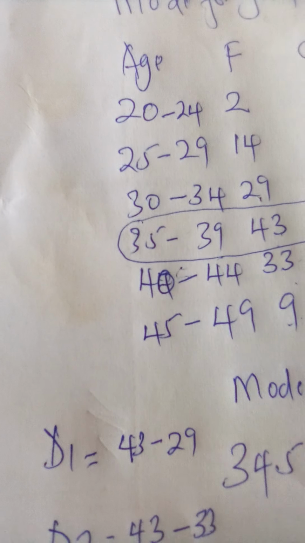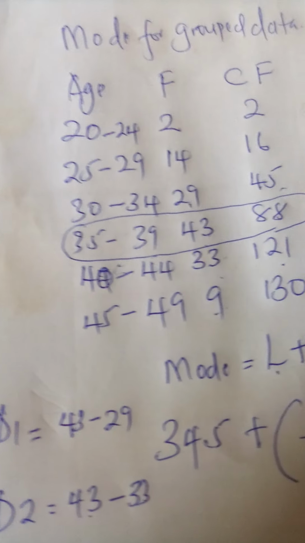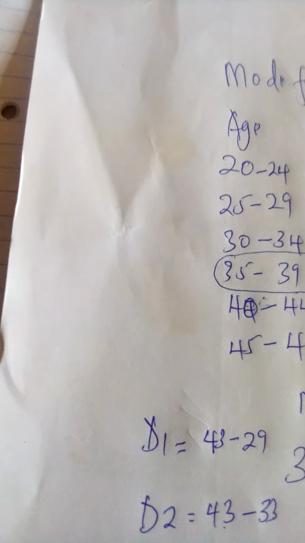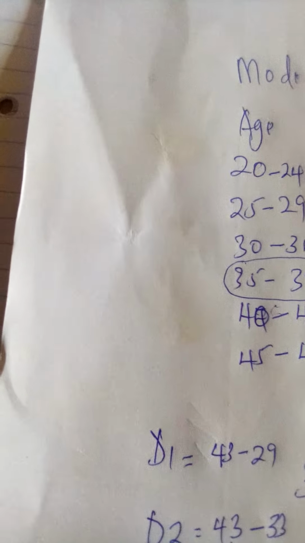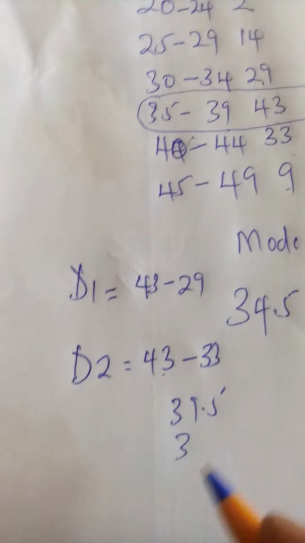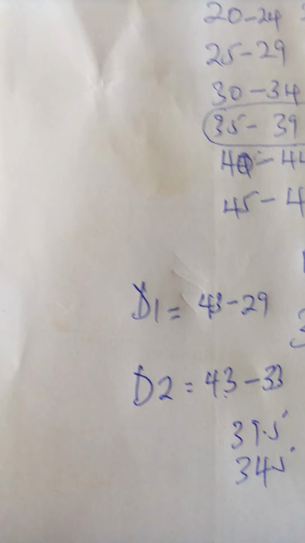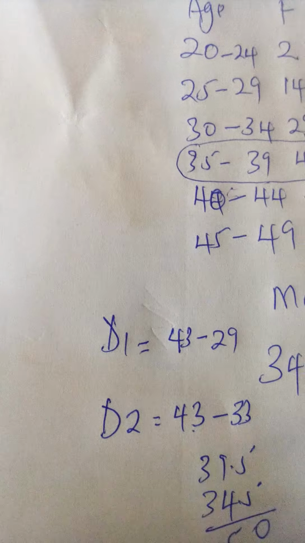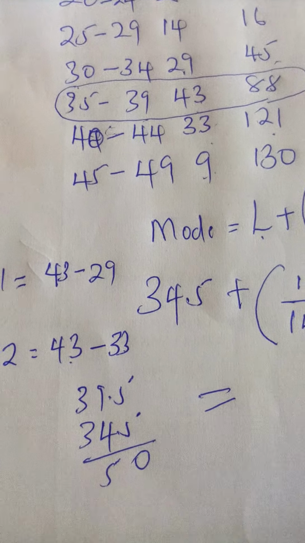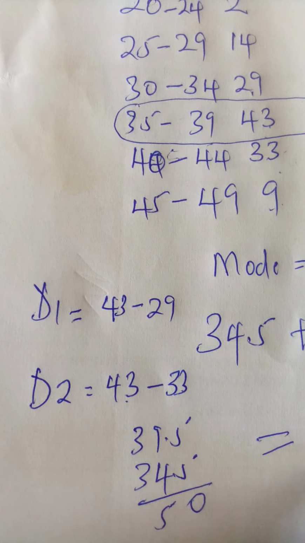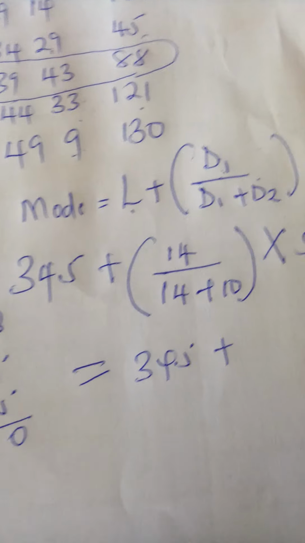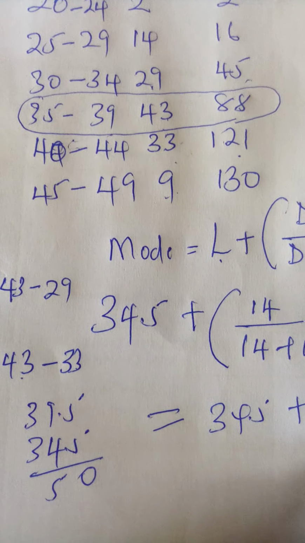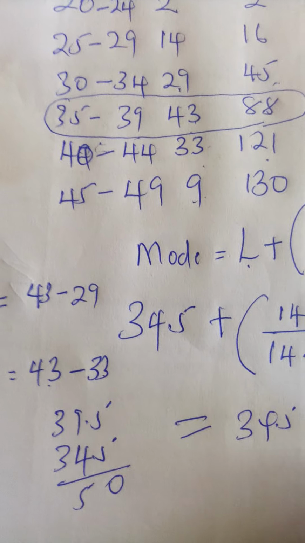Then you close the bracket, you multiply by C, which is the class width. The class width will be given by the difference, which is 39.5 minus 34.5. So the difference you're going to get is 5, so you multiply by 5. So computing this using the calculator, you're going to get 34.5 plus the 14 over 24 multiplied by 5.